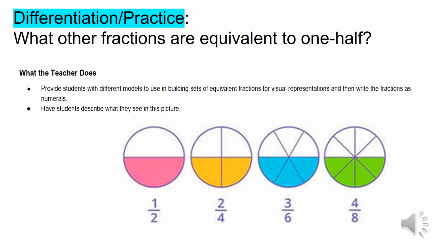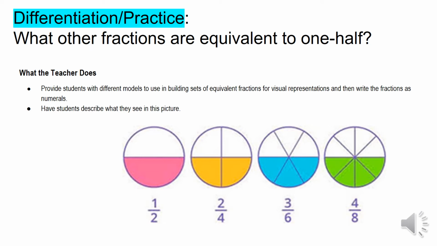I will have the students describe what they see. The first circle, which is pink, they'll tell you half of the circle is filled. The numeral is 1/2. Now we move to the yellow one. What happens to it? What did they see? The half is split into half again. That gives 1/4 each, but the shaded area is now 2/4. So is 2/4 equivalent to 1/2?